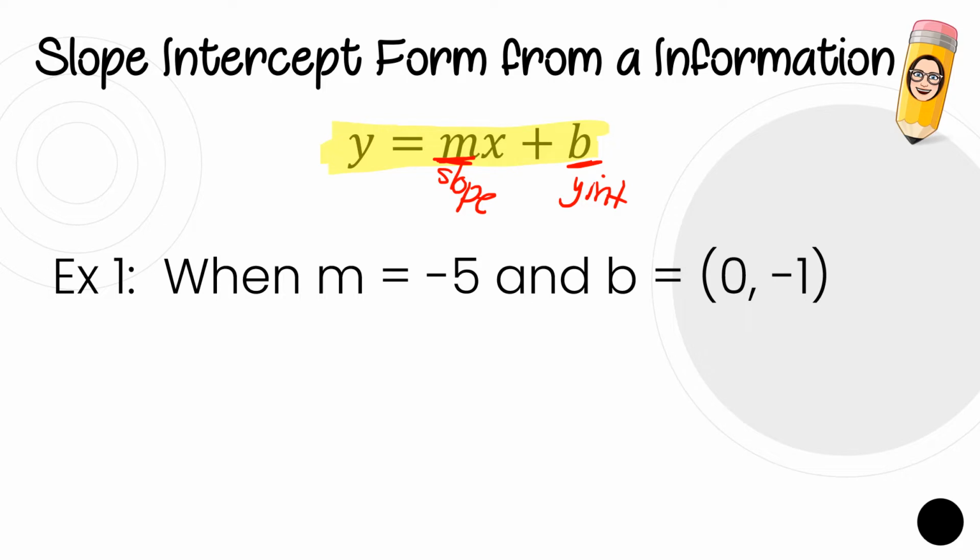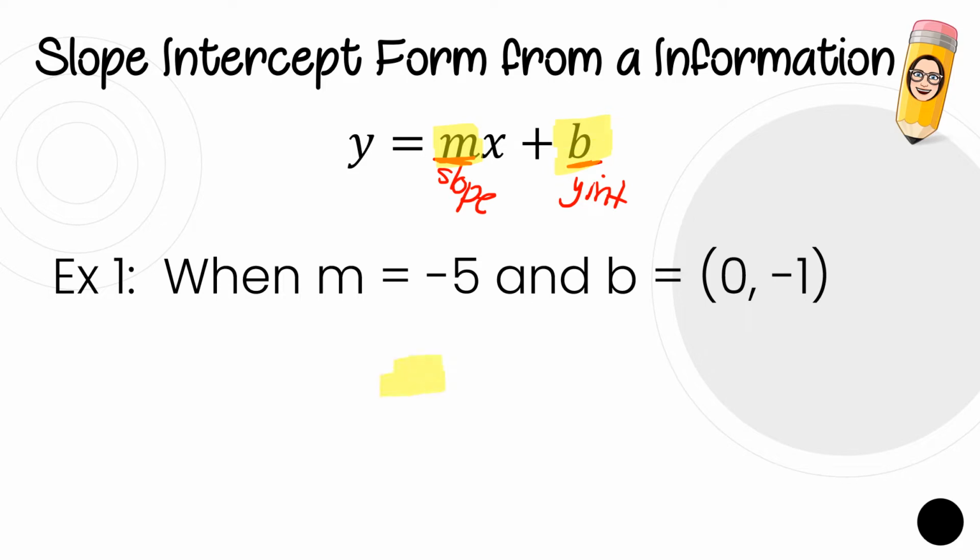The difference today is we're going to write the equation given information. So I'm replacing the m and replacing the b. So if you do have a highlighter, I would suggest highlighting the m and highlighting the b.